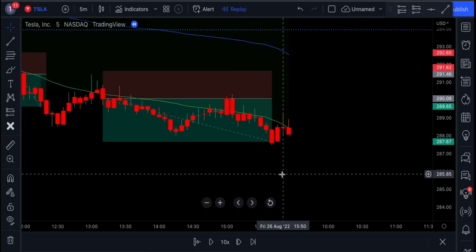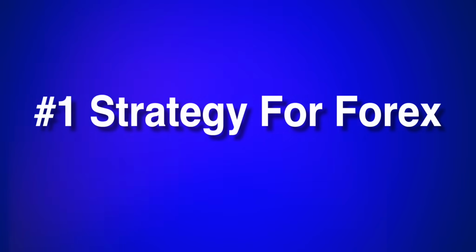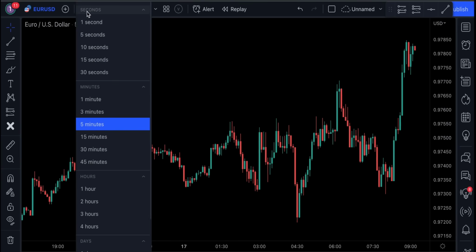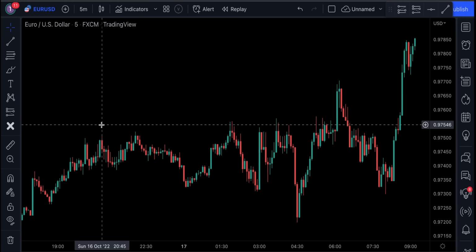Okay, now let's move on to my number 1 scalping strategy for Forex. You can use this strategy on any Forex pair that has a high level of daily volume. The time frame can be set at 1 minute, 5 minutes or 15 minutes. For this setup, we will need to install 3 indicators on the chart.